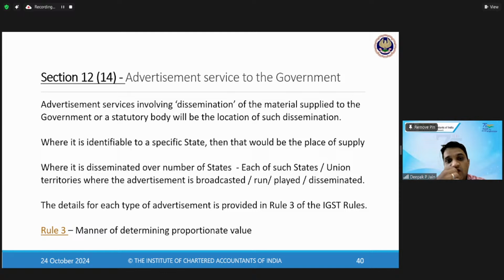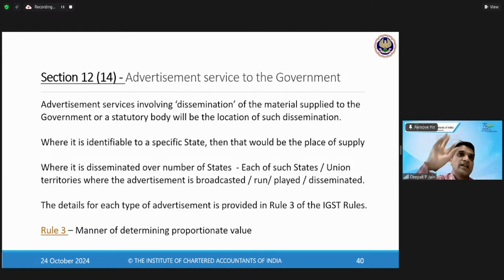Now, advertisement services involving dissemination of material supplied to the government or a statutory body will be the location of such dissemination. Dissemination, the meaning will be distribution. Okay. Now, government does a lot of advertisement, could be for awareness, could be for popularity, and could be for any other reason where lot of schemes what the government is bringing, it has to advertise. Now, this advertisement, what the government does, it has to reach the ultimate consumer. So that's where they spend on their advertisements. Now, this advertisement services where it involves dissemination of the materials, could be pamphlets, brochures, anything. Now, these materials where it is supplied will be the location of such dissemination.